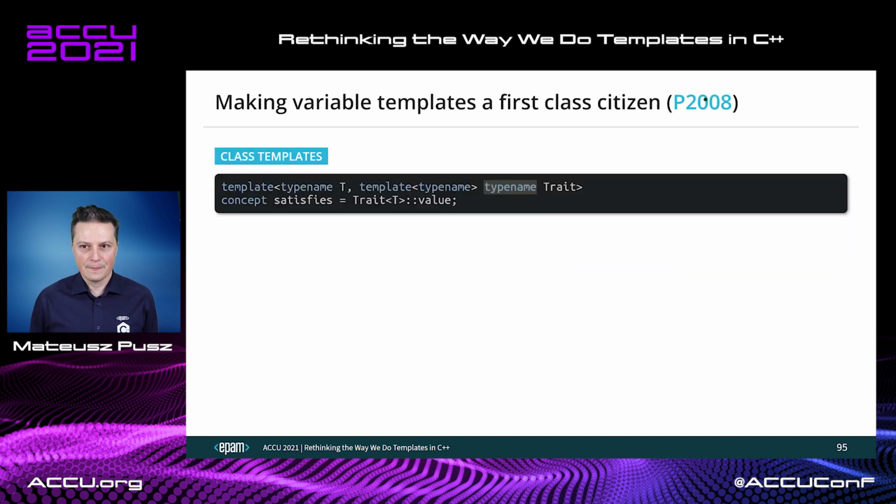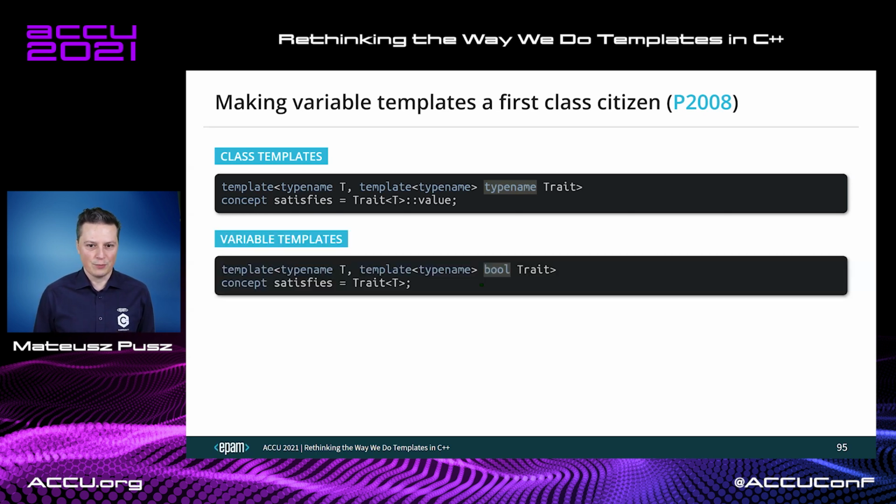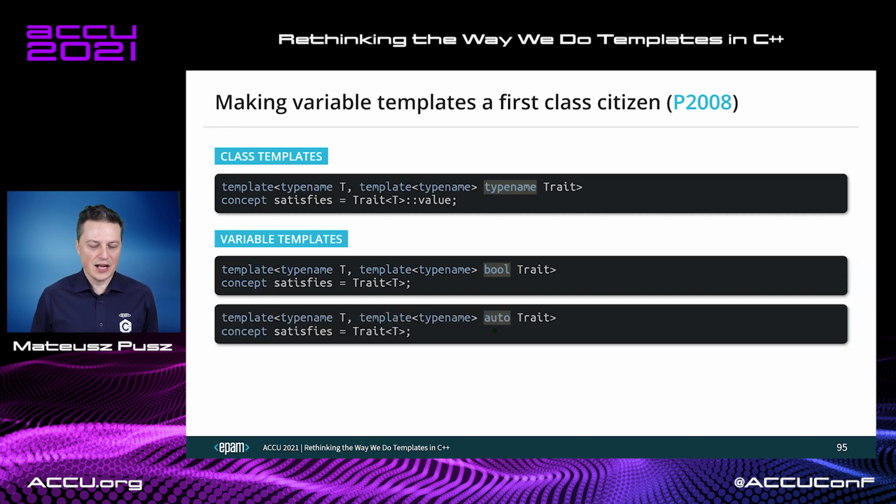So there is a proposal from 2008, you can Google for it, that basically tries to extend this to make variable templates a first-class citizen in C++. So you can put a trait based on bool, or actually a trait based on any other type, like ratio or whatever, to such a template.